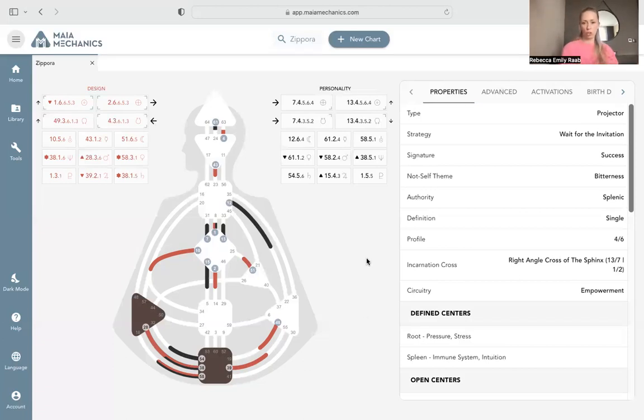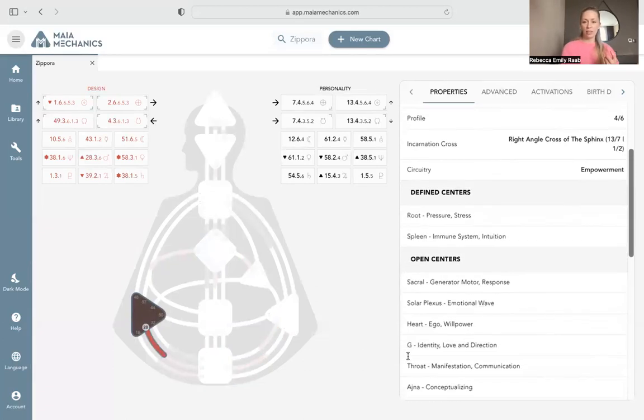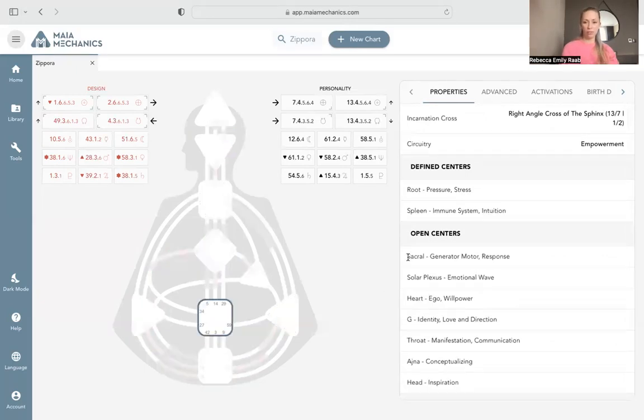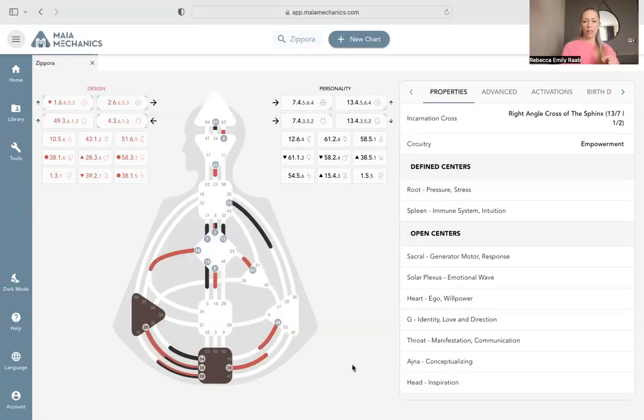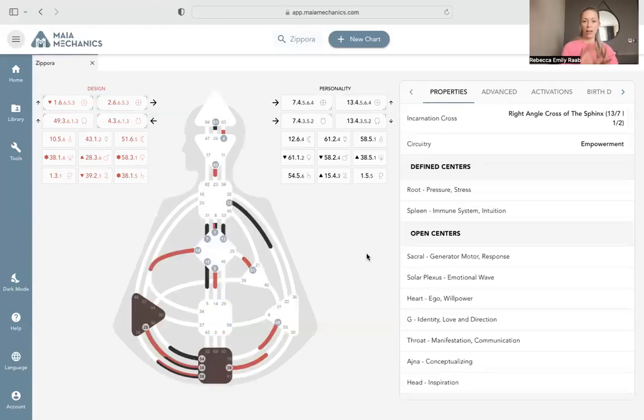So we know you've got two defined centers. You've got the root and the spleen, but you've got 7 undefined or open centers. You've got the sacral, the solar plexus, the heart, the G, the throat, the ajna, and the head. And the one that really stands out to me is the sacral center, because it's completely open, while the other ones are just undefined.